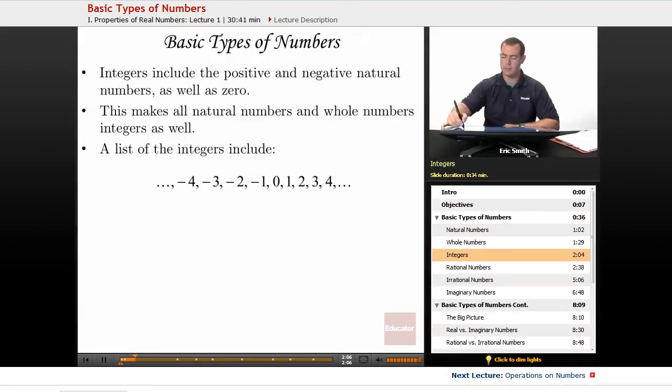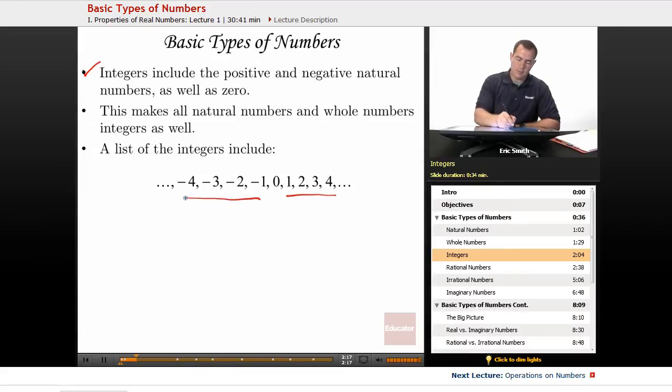Alright, continuing on. We can also expand on those numbers by looking at the integers. The integers not only include, say, the natural numbers, but the negatives of all of our natural numbers and 0. So again, this makes all of our natural numbers and our whole numbers a type of integer. And you can see from the list, we've got some nice numbers on here like -3, -2, -1, there's 0, 1, 2, 3, 4, all the way up on that side.